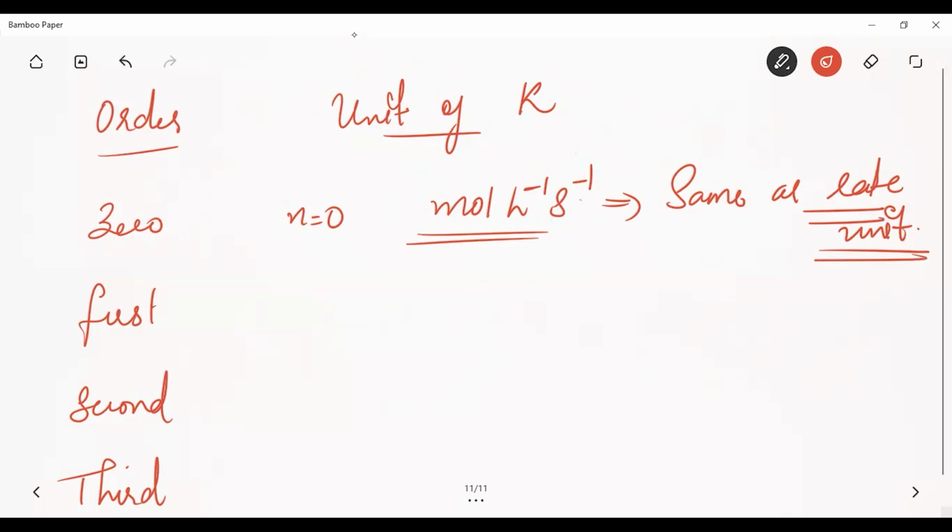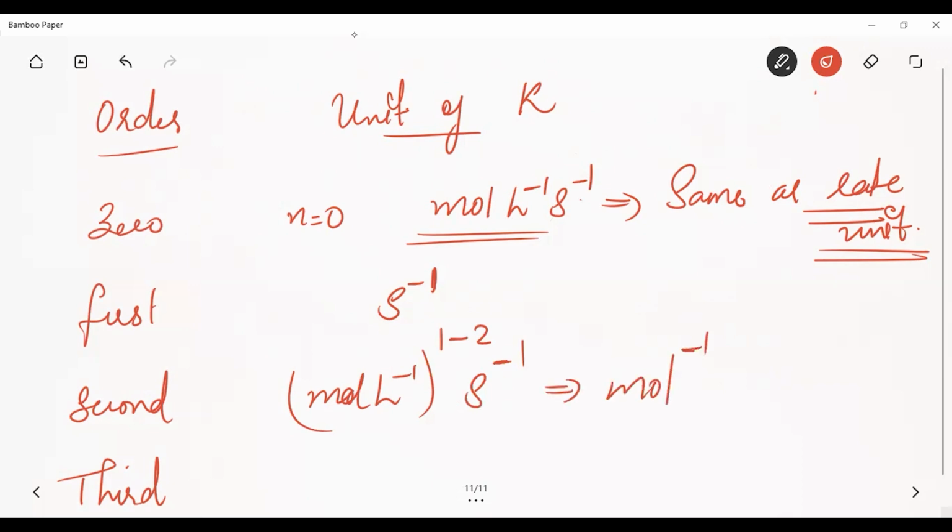Next is first order. First means n minus 1, that is, 1 minus 1 is 0. So that term will become 0 and you will get the unit as only s inverse, s raised to minus 1, time raised to minus 1. And for second order, mole liter raised to minus 1, to the power 1 minus 2, s raised to minus 1. So we'll be getting mole minus 1 liter, that is positive now, s raised to minus 1.